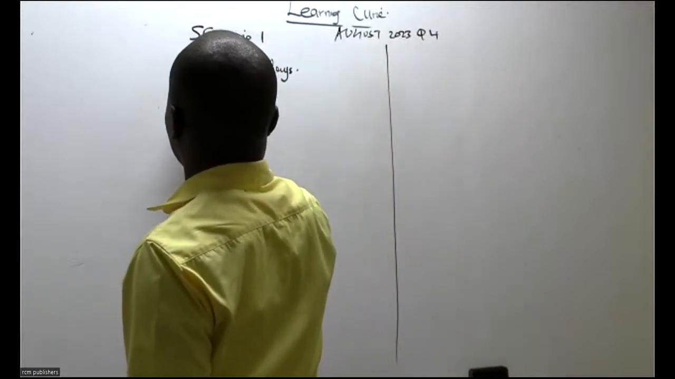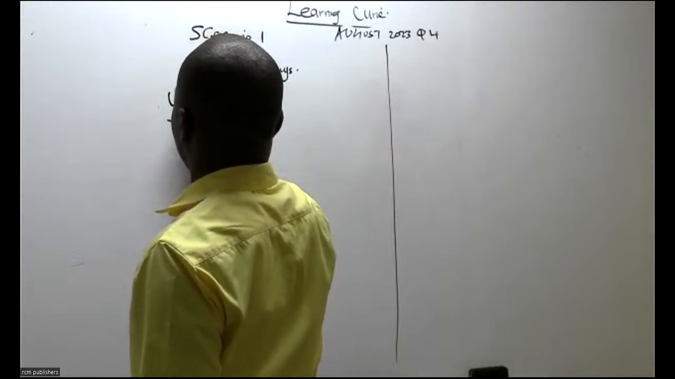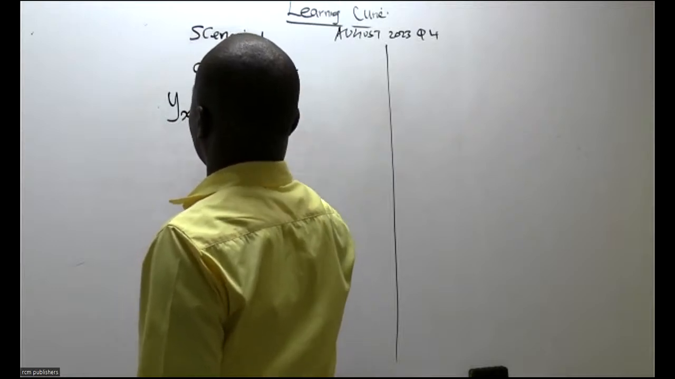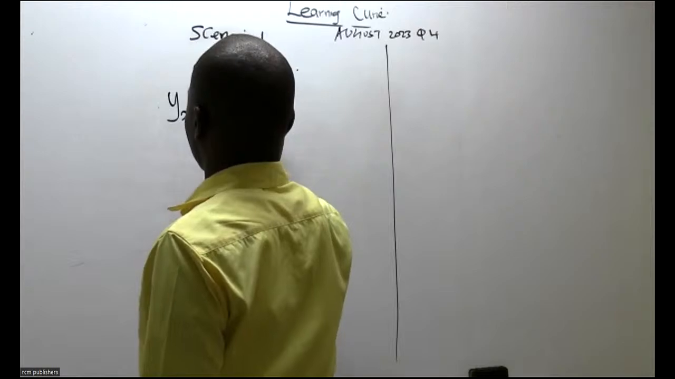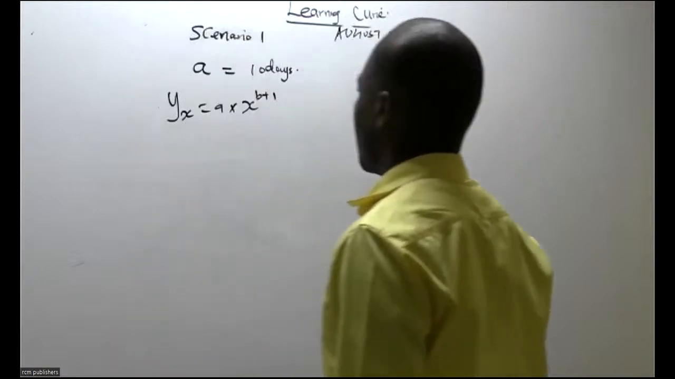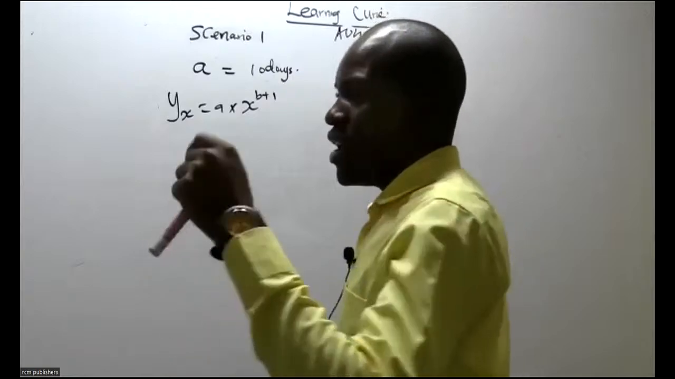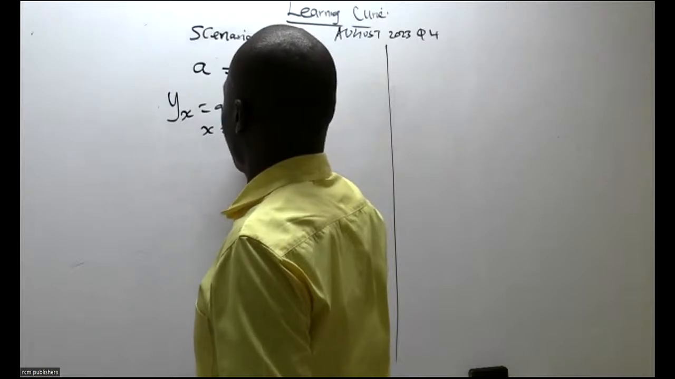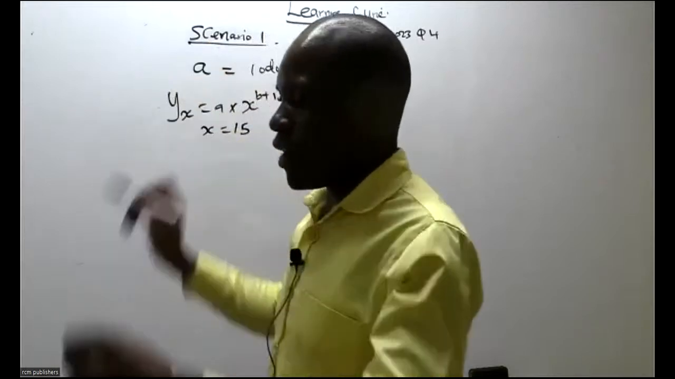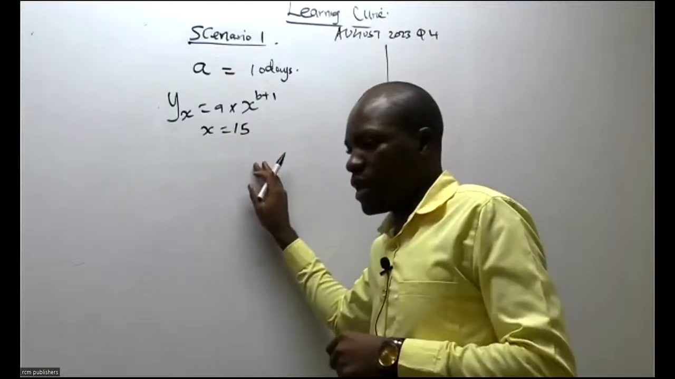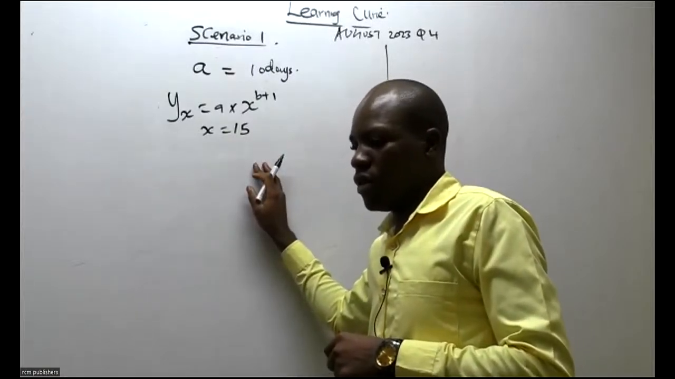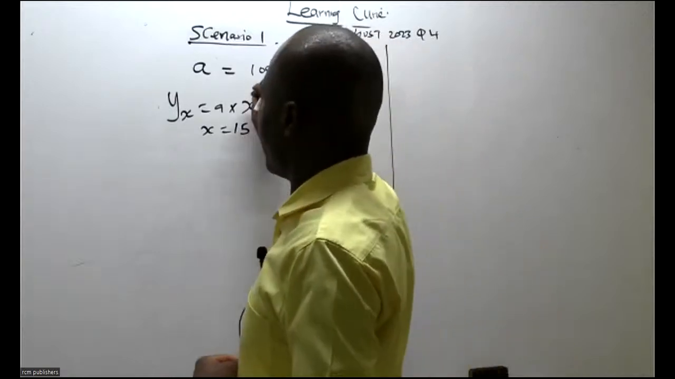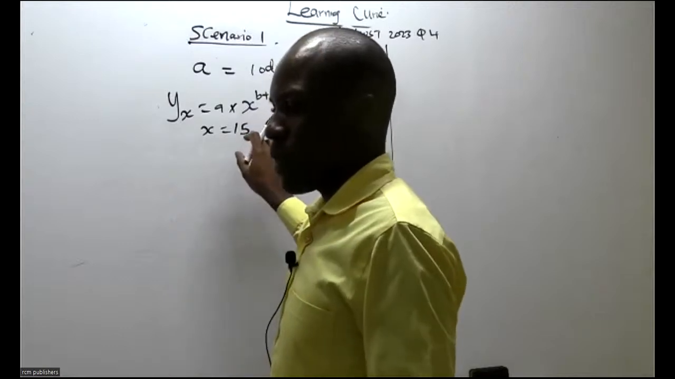Y is equal to A times X raised to the power B plus 1. So we have X, we have B somewhere. I want us to do something here. How many hours do they need to produce the 15 buses? So our X is 15. Remember scenario one, they are working overtime to produce the 15 buses. So let's see the number of days they are going to take to produce the 15 buses.